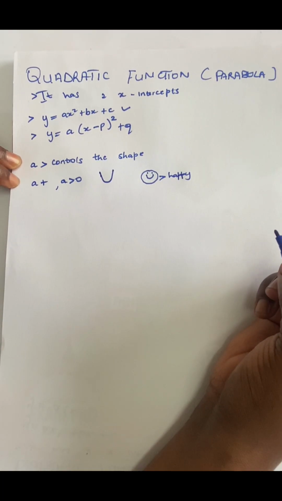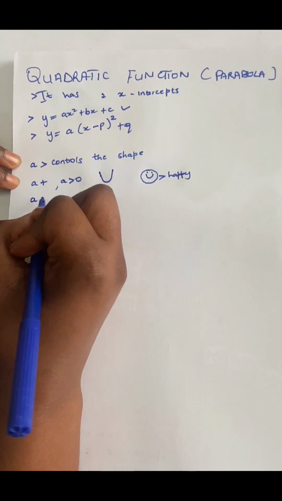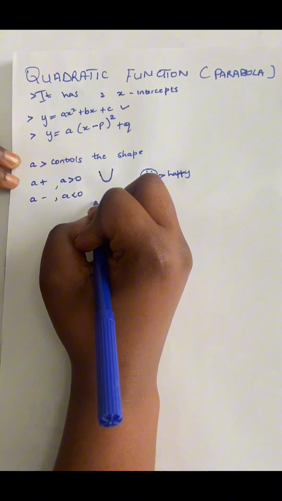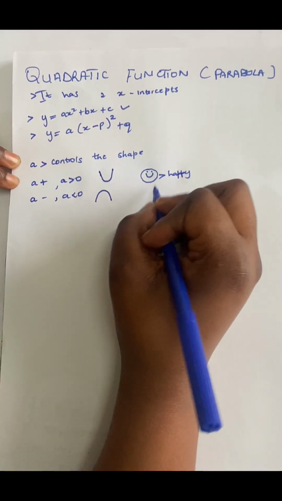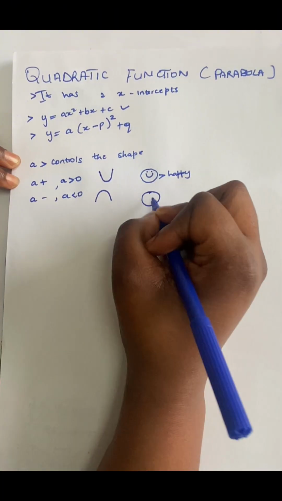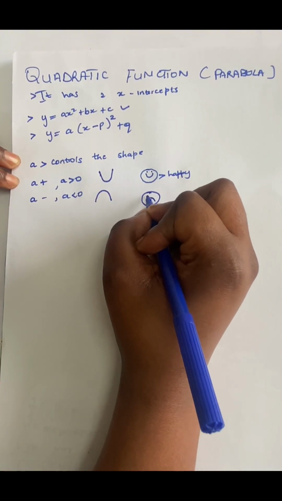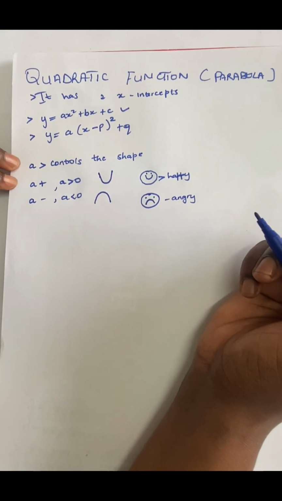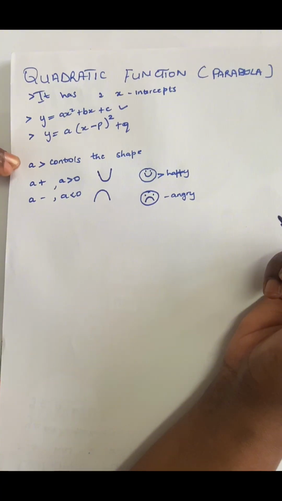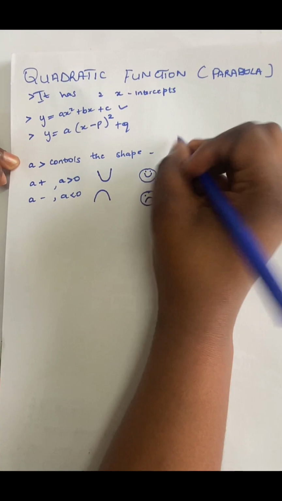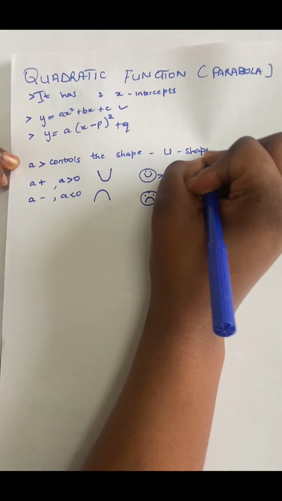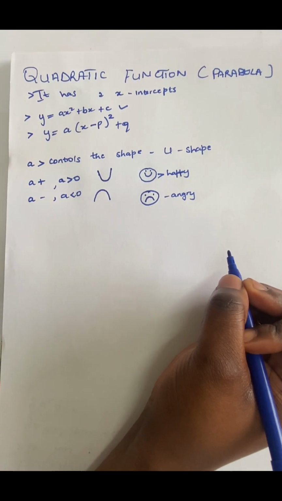And then if a is negative, or a is less than 0, it faces down. It will create an angry face. So what you should know about a quadratic function is that it has a u shape. You're going to see that as we explain all together.